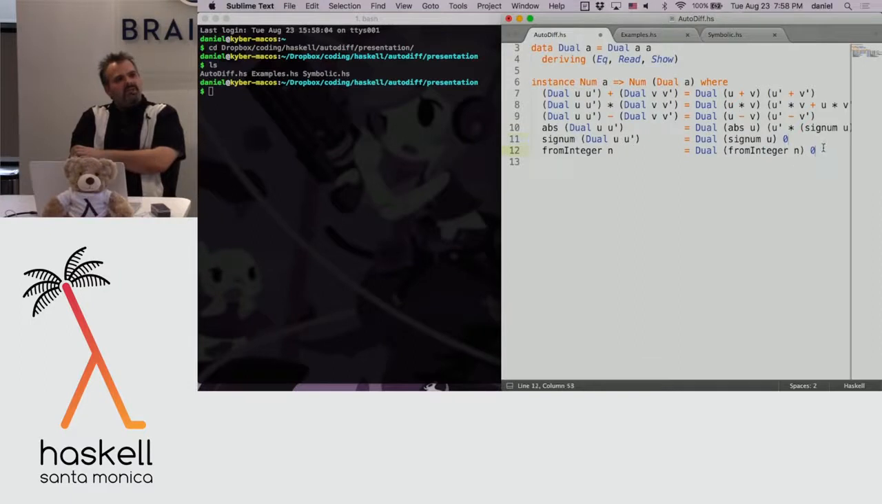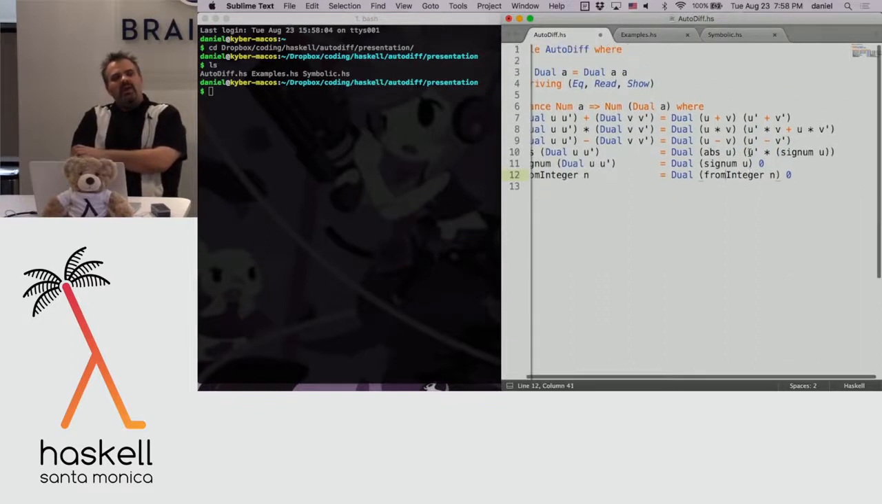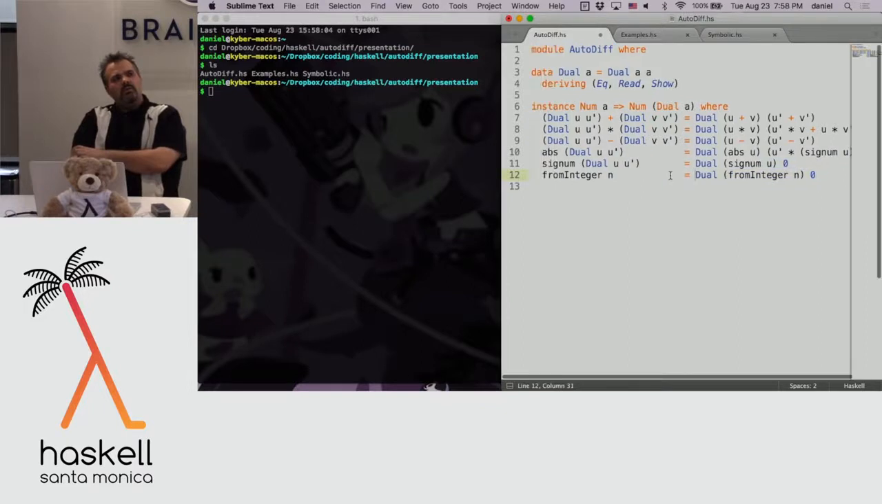Let's see. And then fromInteger. This one's a little bit interesting. So fromInteger is supposed to take an integer and give us a dual. And so what we're using here is a fromInteger for A. That's going to be the first guy. And the second guy's going to be 0. Why is it going to be 0? Yeah.